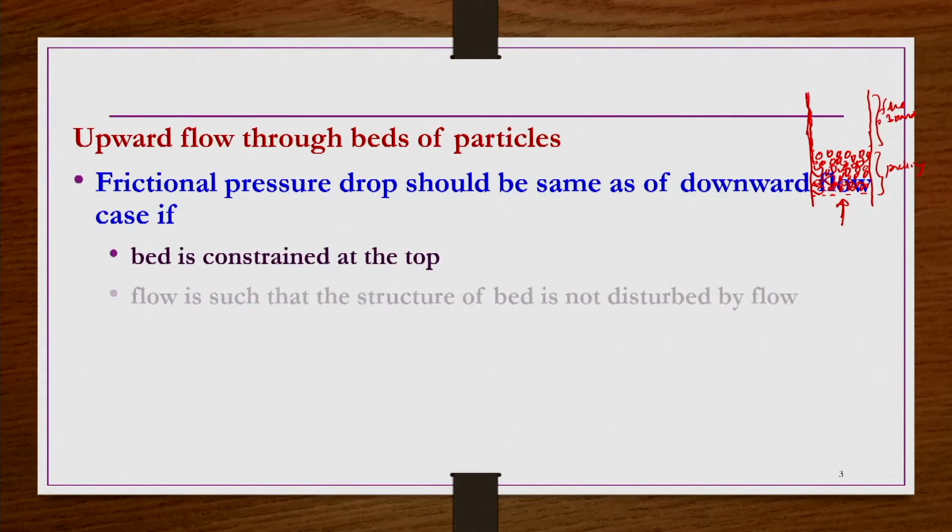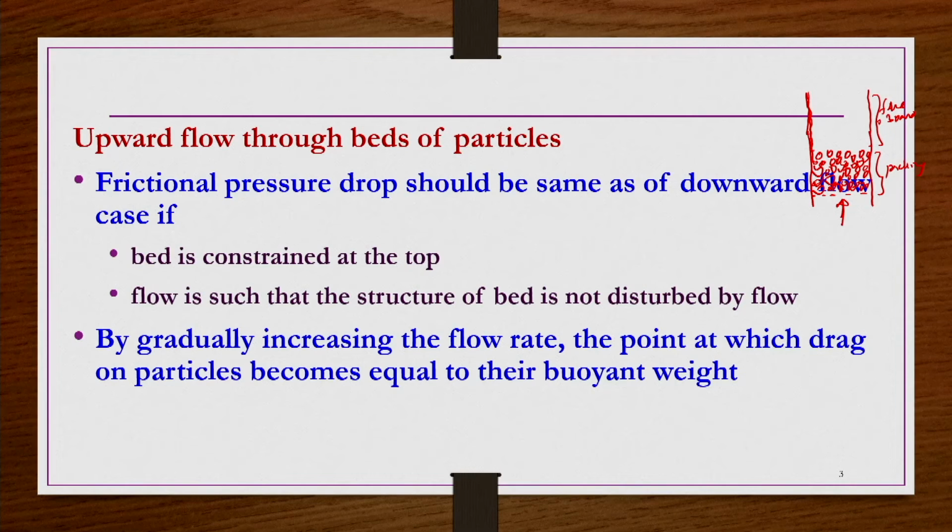The pressure drop should also be the same as in the downward case if the flow is such that the structure of the bed is not disturbed by the flow. If the flow is not so high, or the kinetic energy associated with the flow of the fluid is not so high that it disturbs the packing structure, then also the pressure drop in upward flow through beds of particles would be the same as in downward flow through the bed of particles. So under these two conditions it will be the same, whether upward flow or downward flow, the pressure drop would be the same.